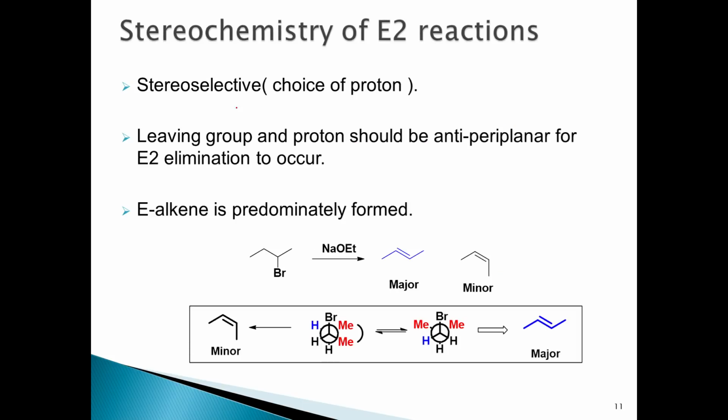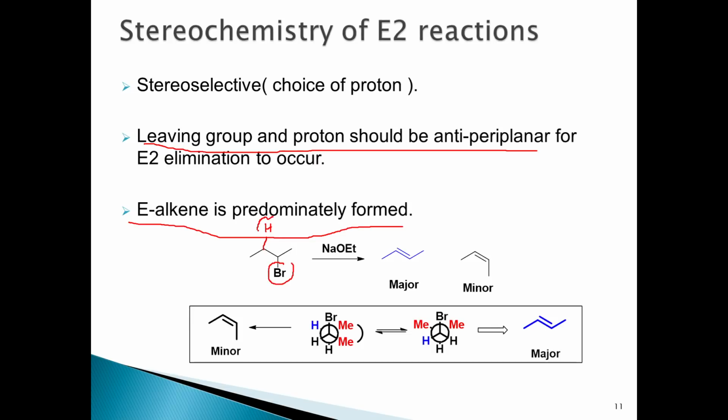So again, in the case of E2 reactions also, we have an E alkene being formed. And why is the E alkene formed? Because the leaving group and proton should be anti-periplanar. Now, there's nothing difficult to understand over here. Anti-periplanar means they are in different planes, or you can say, if I draw the hydrogen of this molecule, if I draw the hydrogen over here, this hydrogen and the leaving group, for example over here it's Br.